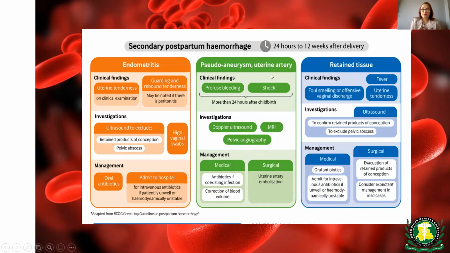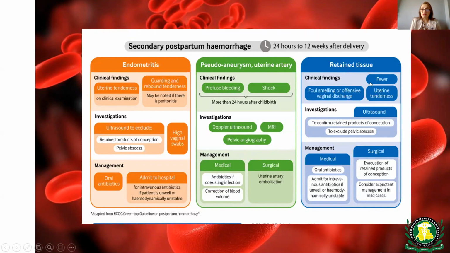Another cause for secondary postpartum hemorrhage could be pseudoaneurysm of the uterine artery. Again, it's a profuse bleeding. The patient can be shocked more than 24 hours after childbirth. You need to do a Doppler ultrasound, an MRI, a pelvic angiogram for that. Management is surgical, uterine artery embolization, and also medical, give antibiotics if there's coexisting infection, and correct the blood volume. So you have to have a multidisciplinary team for that. Again, you need to involve the hematologist, the interventional radiologist, a senior obstetrician, as well as the anesthetist.